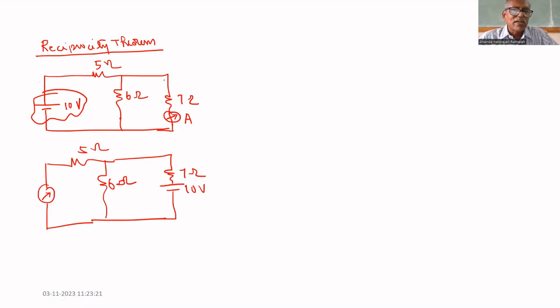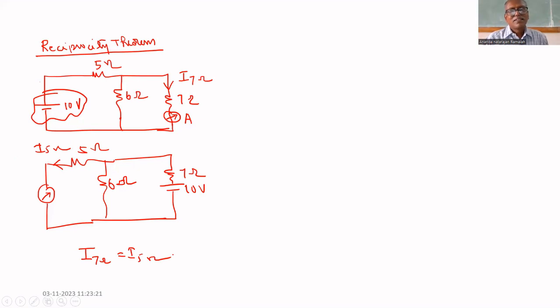Suppose here we check the current; that is I7 ohm. Here, what is the current? I5 ohm. By the reciprocity theorem, if you interchange these two, I7 ohm equals I5 ohm. That is the reciprocity theorem. How to prove this? For the first circuit, find the current through 7 ohm. For the second circuit, find the current through 5 ohm. Both should be the same.